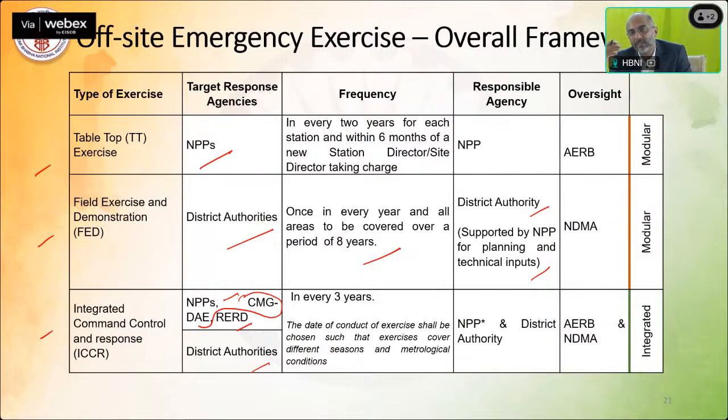Okay, so that will depend upon the hazard level of the facility. So this input is necessary, and for that the NPP is going to support the planning of these exercises by giving the technical inputs, and the oversight agency is NDMA. As for the integrated emergency exercises, the frequency is every 3 years, and the prime responsible agencies are NPP and the district authority, and both AERB and NDMA will be the oversight agencies.